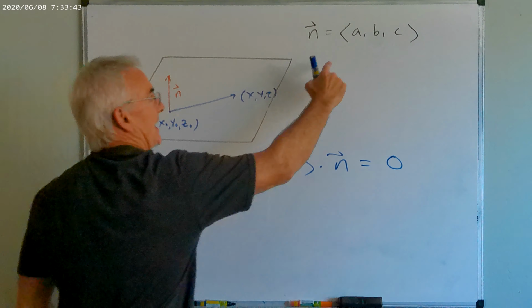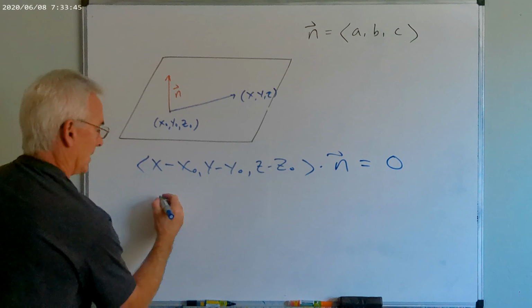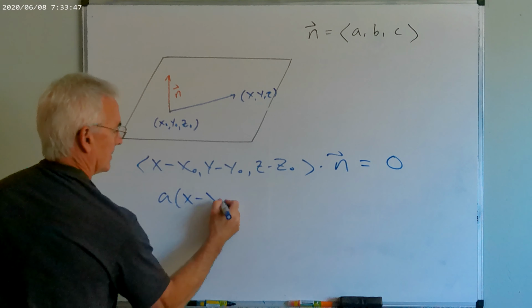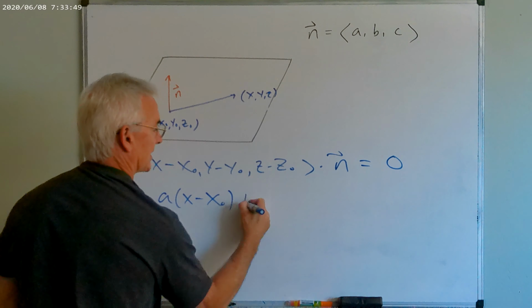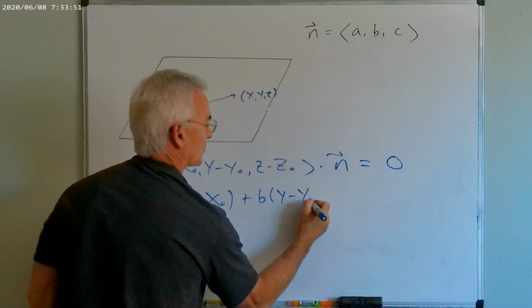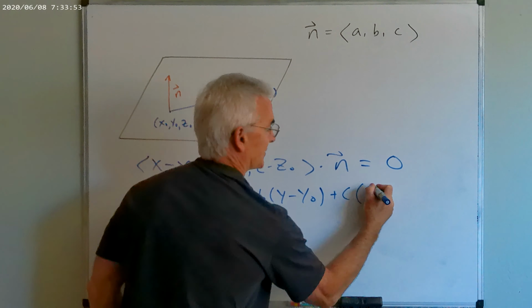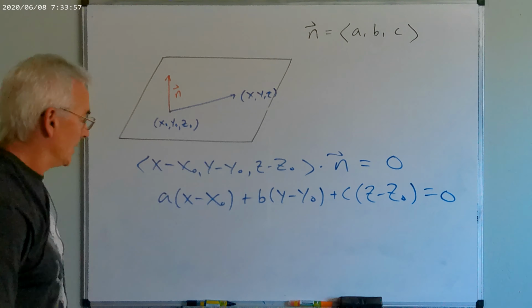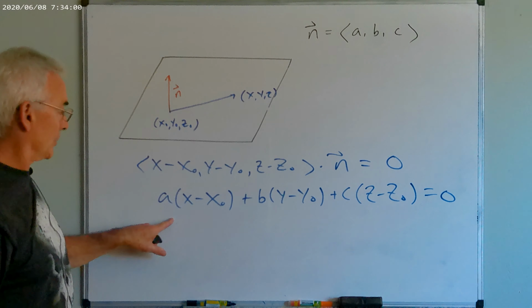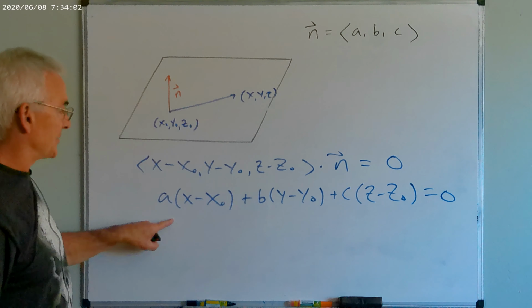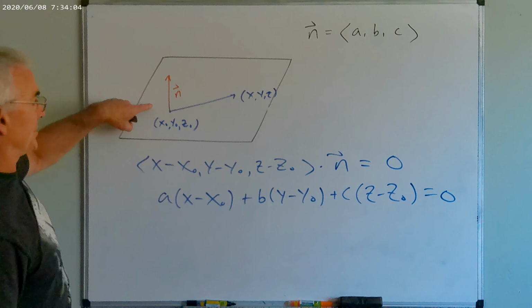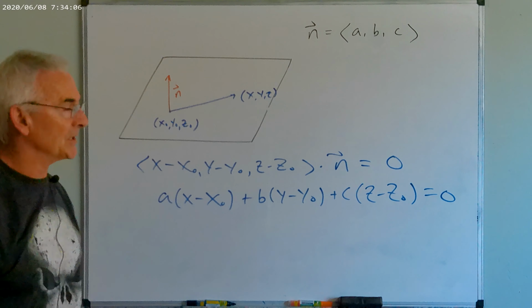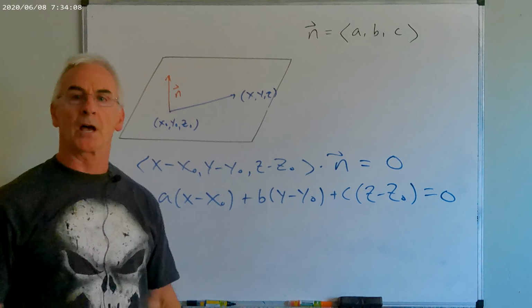So if I replace n with simply this quantity here, this would give us the equation a times x minus x naught plus b times y minus y naught plus c times z minus z naught equals 0. Now I would just distribute and gather terms, but this would give us a very simple representation of this particular plane.